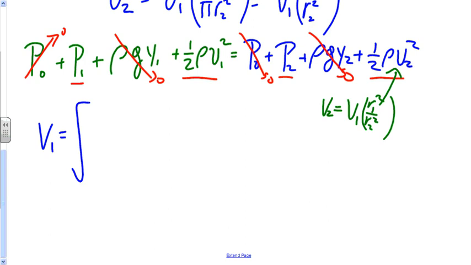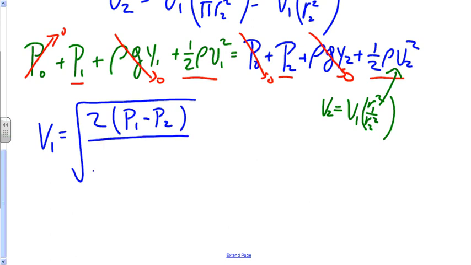the square root of 2 times P1 minus P2, divided by rho of water times R1 to the fourth power divided by R2 to the fourth power, minus 1. Those fourth powers came about because we squared the square term over here. And there we have it. V1 in terms of everything else using Bernoulli's equation.